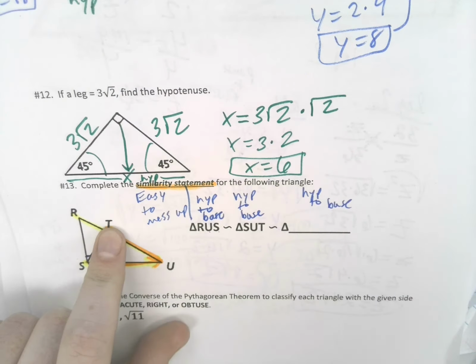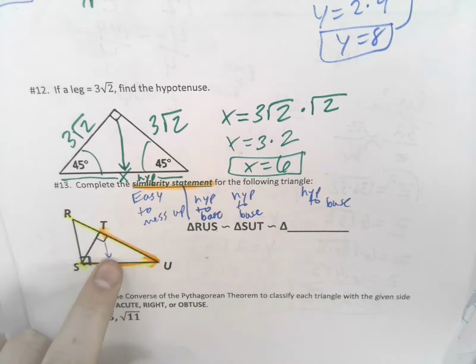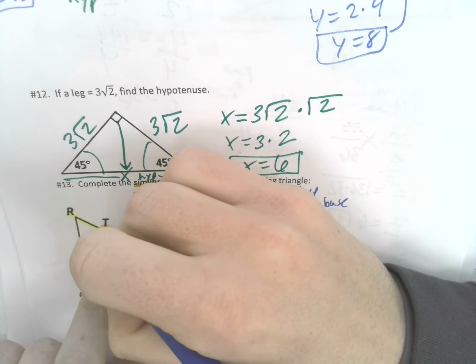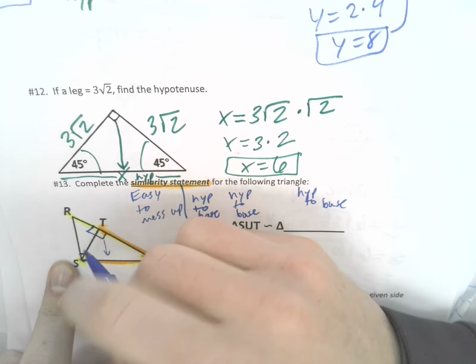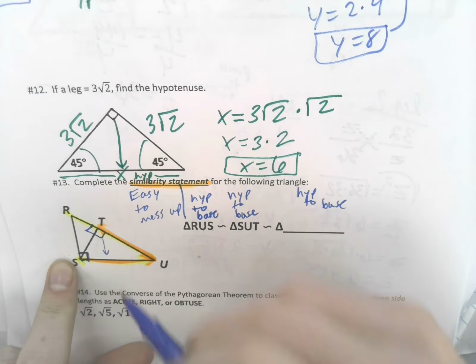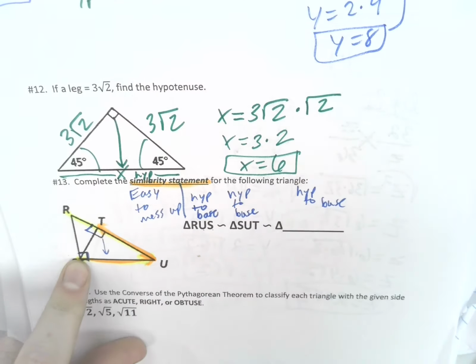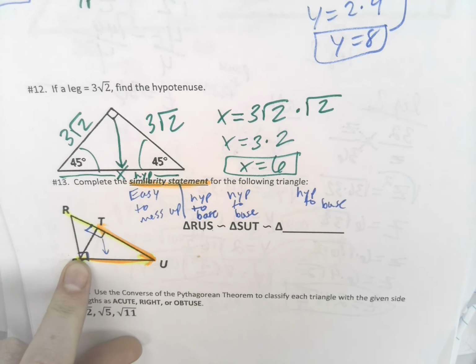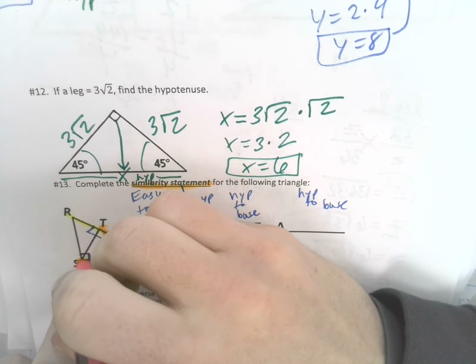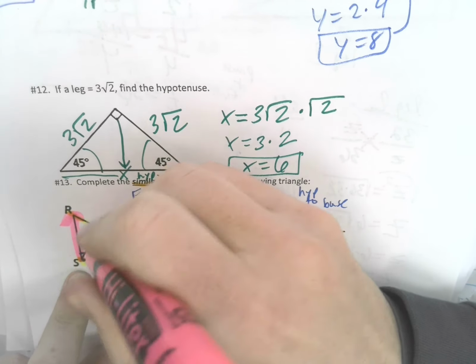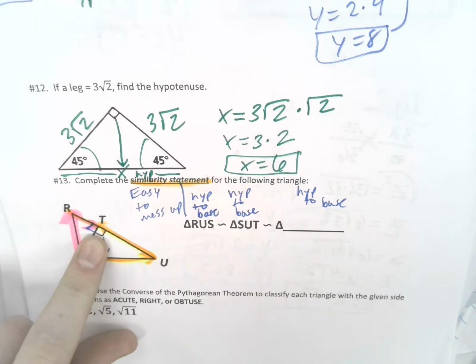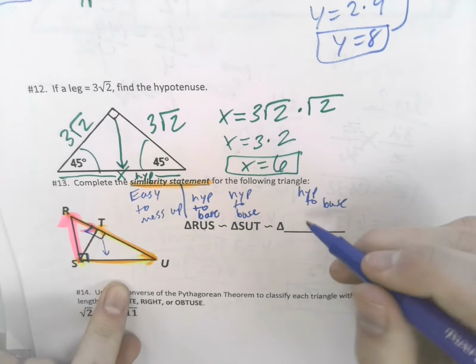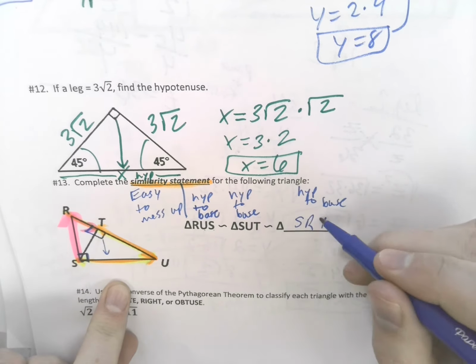So over here, we know that if that's a right angle, which means this is our hypotenuse. Here is our base. So we should be going, looks like S to R, and then R to T. So S to R and R to T.